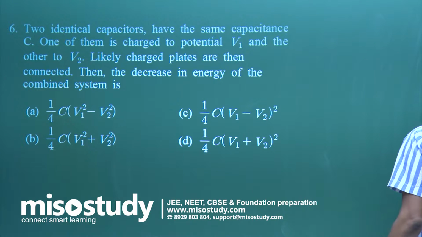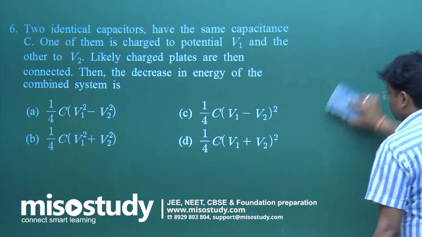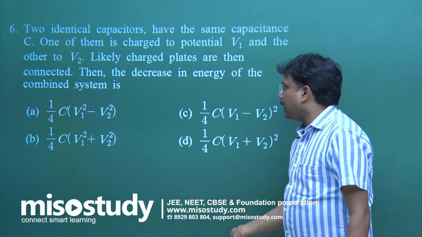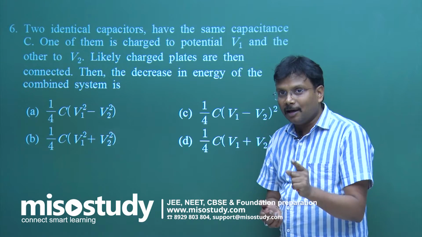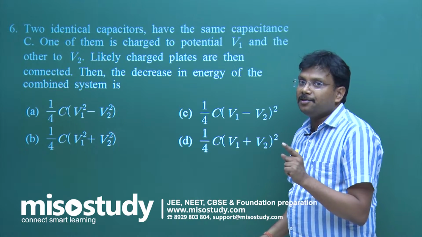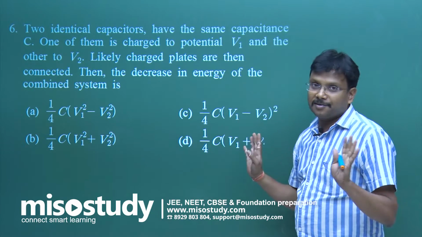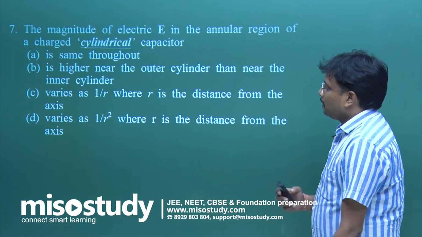So, this was question number 6, which we attempted just right now. What exactly was the idea of the question and what exactly is the correct answer? Still my question is there: why is the energy decreasing when you are connecting together like-charged plates? Fine, please try to find out the solution or answer of this problem.